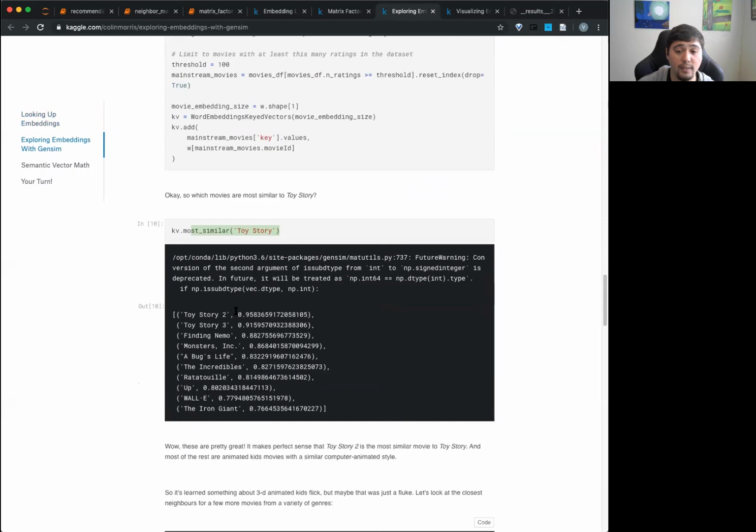And you can see here, imagine you're Netflix: a person likes Toy Story, so what movies are similar to Toy Story? Well, based on the embeddings, they're going to be nearby. I think this is based on cosine similarity. You get Toy Story 1, 2, 3, which makes sense. Finding Nemo, that makes sense, Pixar movies: Monsters, Inc., A Bug's Life, Incredibles, Ratatouille, Up, Wall-E, The Iron Giant. Note that most of these are Pixar movies. Those are the ones most closely related to it.